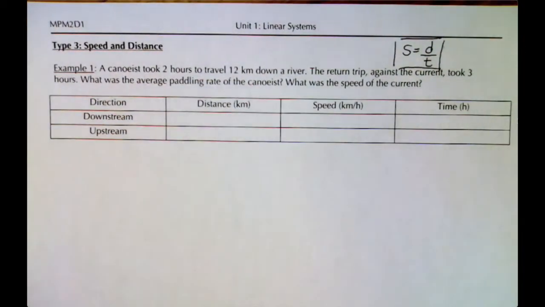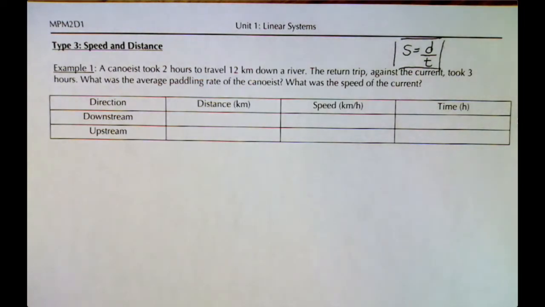Let's look at what we're given. It says a canoeist took 2 hours to travel 12 kilometers down a river. Their return trip against the current took 3 hours. What was the average paddling rate of the canoeist, and what was the speed of the current? Well, there's a lot in this question. Let's look at the journey downstream and upstream separately, and let's get all of our information squared away.